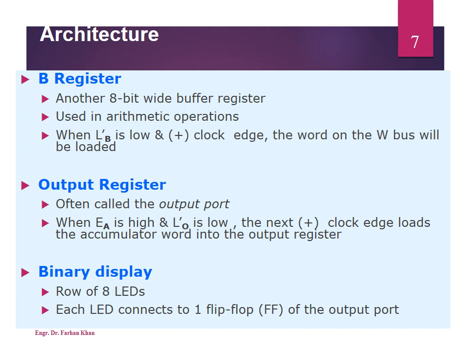When EA of the accumulator is high and LO bar is low, at the next positive clock edge, the accumulator word would be loaded onto the output register. Then we have a binary display, which displays the contents of the output register using a row of 8 LEDs, and each LED connects to one flip-flop.